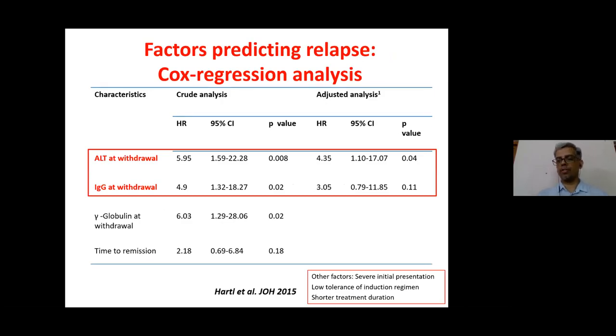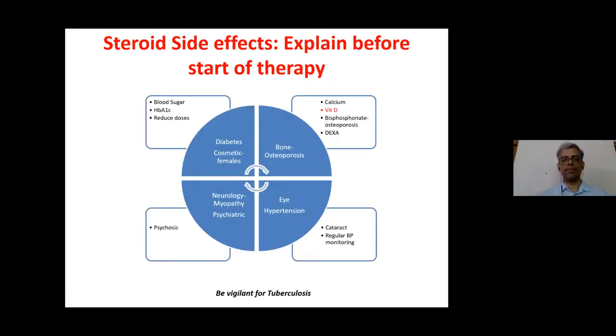There is a subgroup of patients who will always demand, okay, let me stop. You may take a call, but do need to prognosticate, do need to tell the patient the risk of relapse is always there. The factors which predict relapse are the levels of ALT at the time of withdrawal, the levels of IgG, which we were using as diagnosis and for management or monitoring, and in addition, a severe initial presentation, and when the patient has not tolerated the initial induction regimen, and a shorter treatment duration predict that your patient is going to have a relapse.